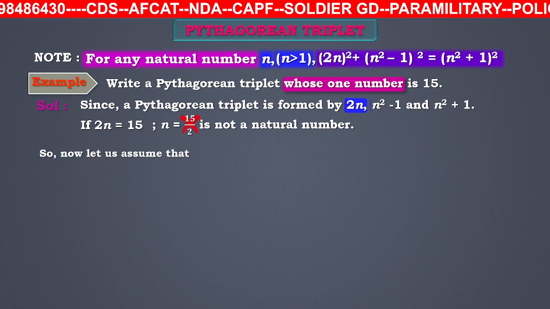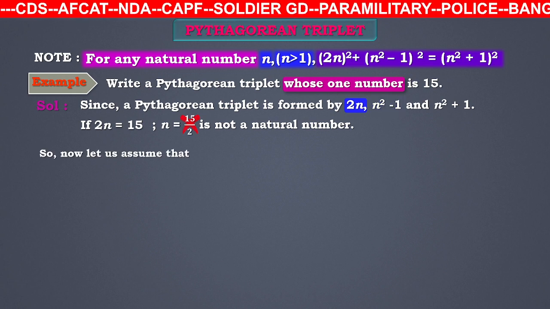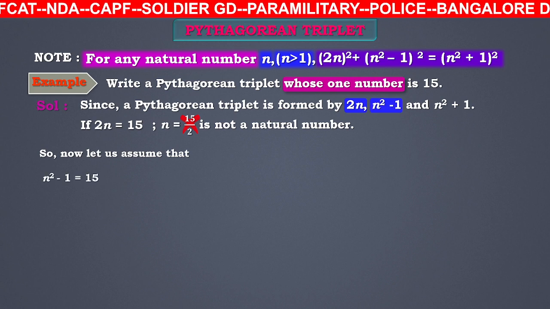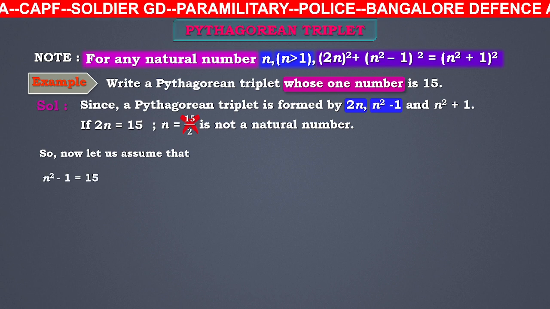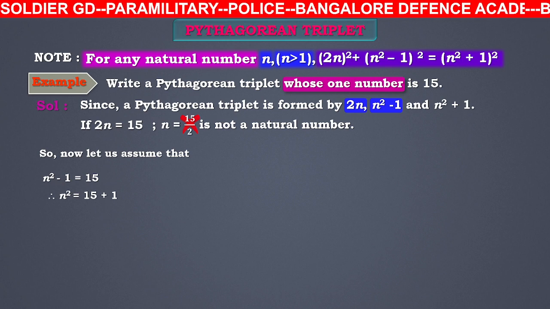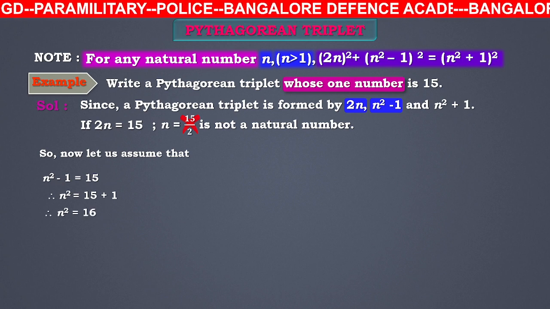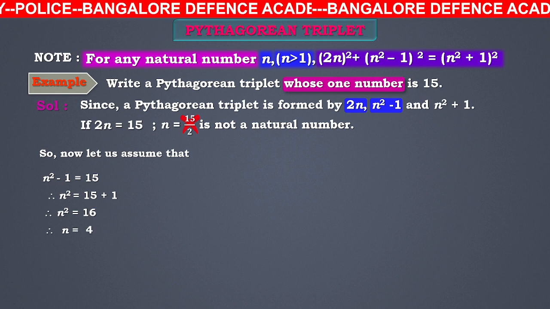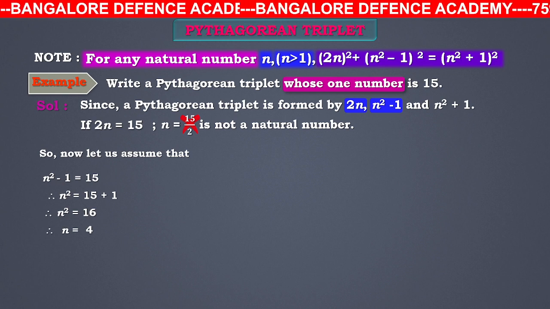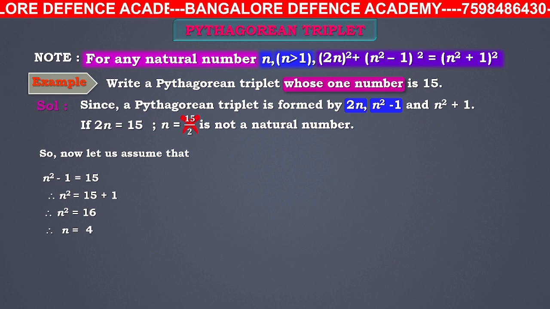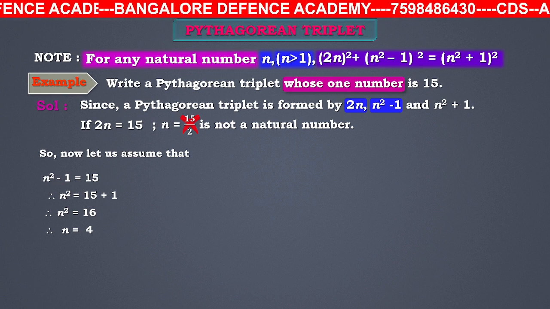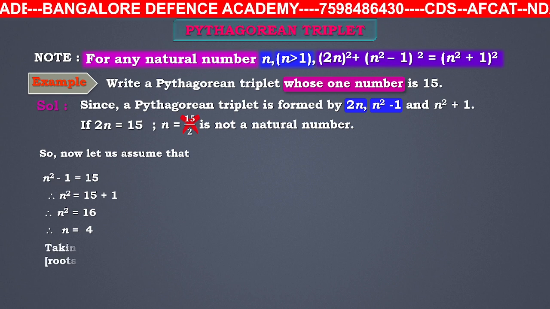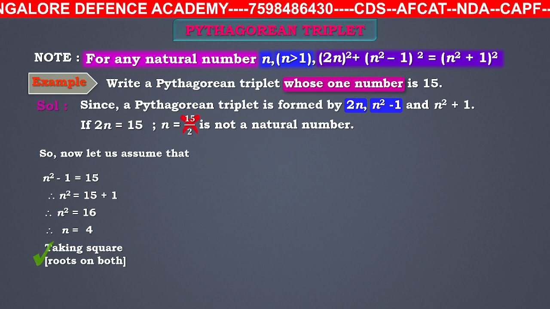Now let us try to take n square minus 1. So if I take n square minus 1 is equal to 15, the minus 1 goes to the right hand side, it becomes plus. So n square is equal to 16. Now here if I take the square root of 16, it gives me 4. So 4 is a natural number. So definitely the second number was my 15. Now I got the value of n.